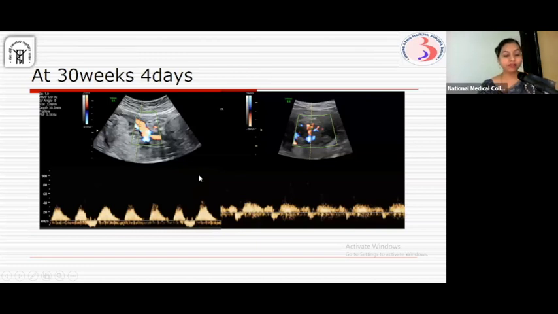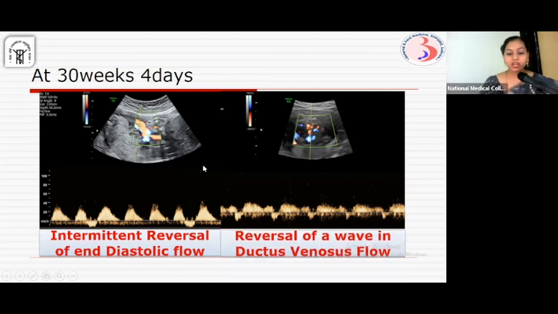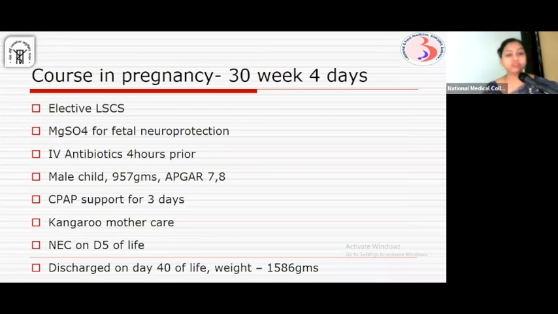So in the ward at 30 weeks 4 days gestational age, we have Doppler showing intermittent reversal of end-diastolic flow in the umbilical artery and reversal of A-wave in ductus venosus flow. So the patient was taken for elective LSCS with fetal neuroprotection, magnesium sulfate dose, and antibiotic 4 hours prior.